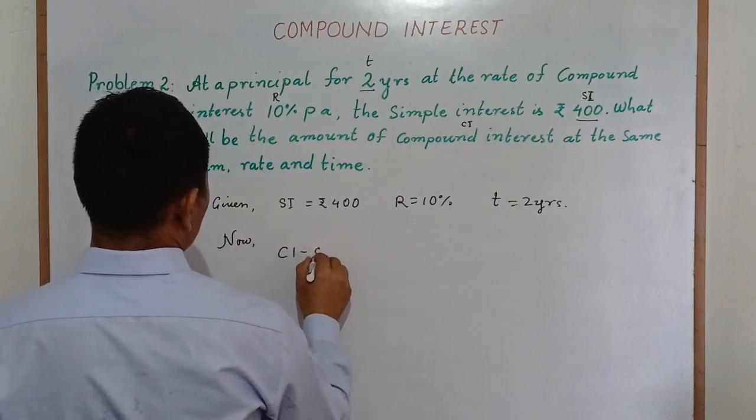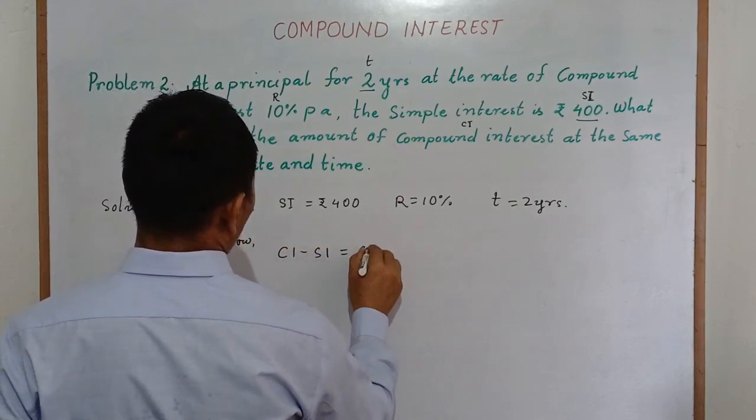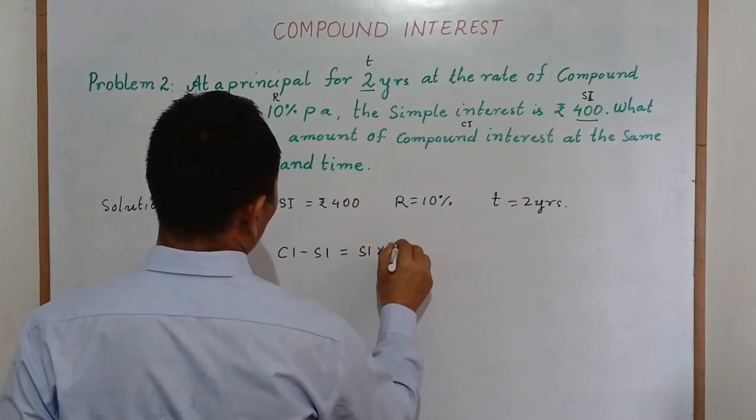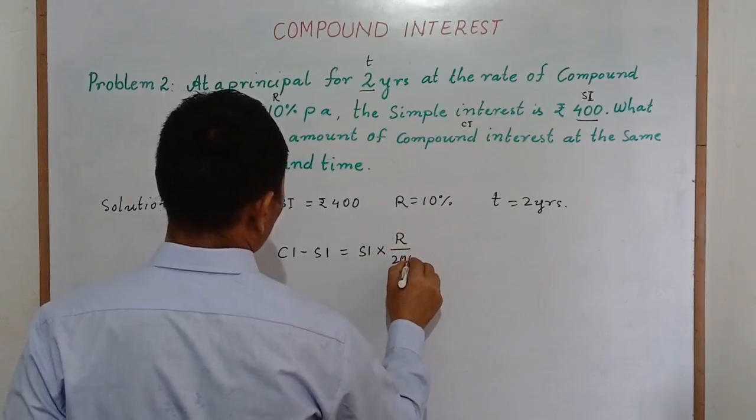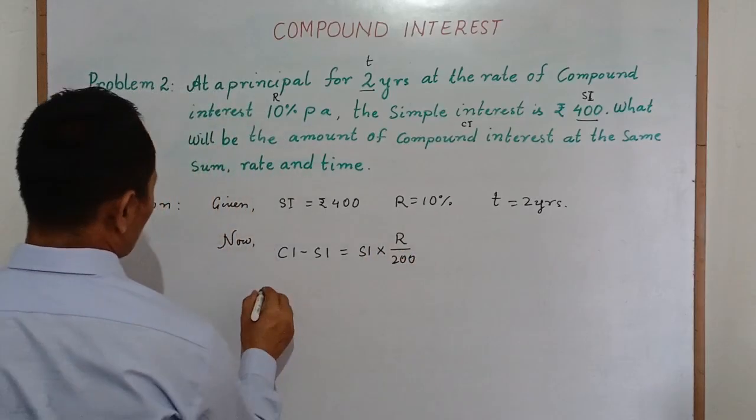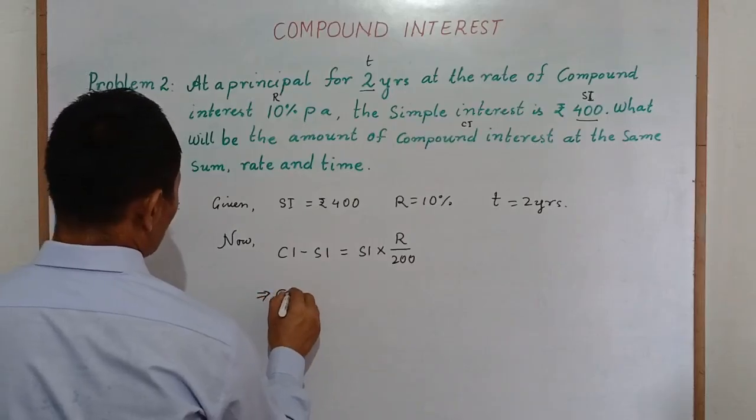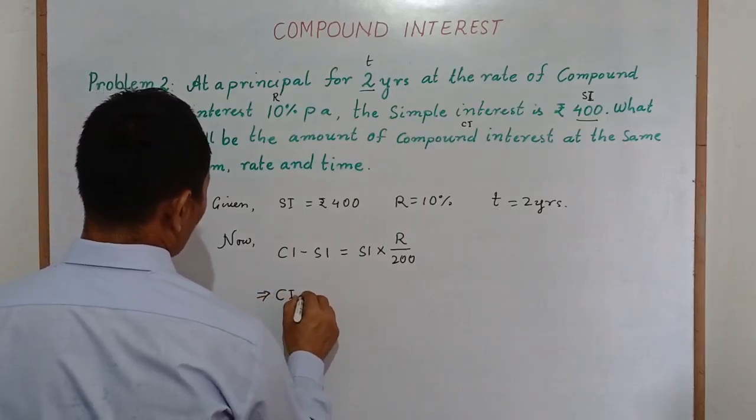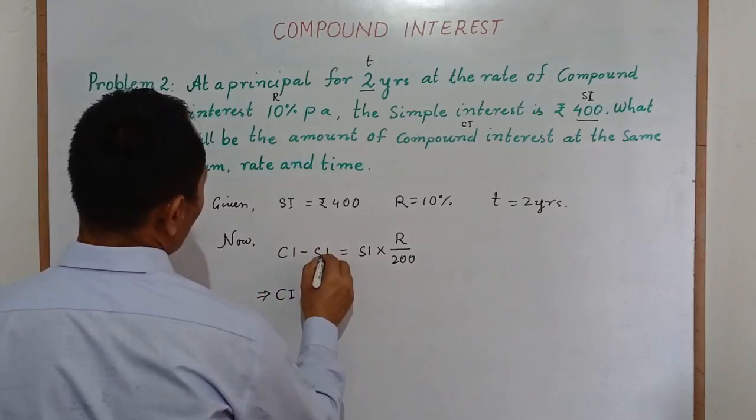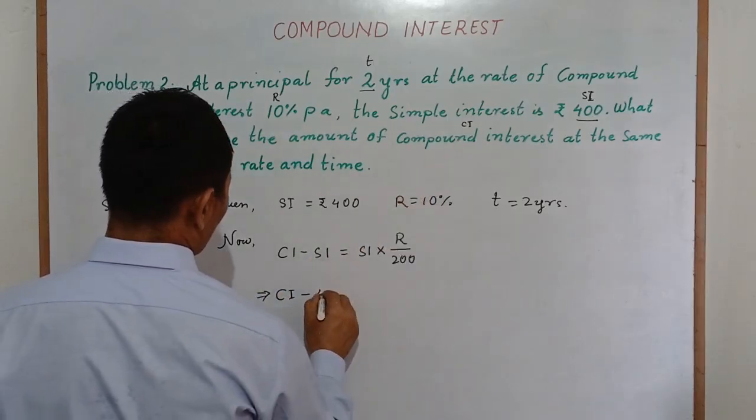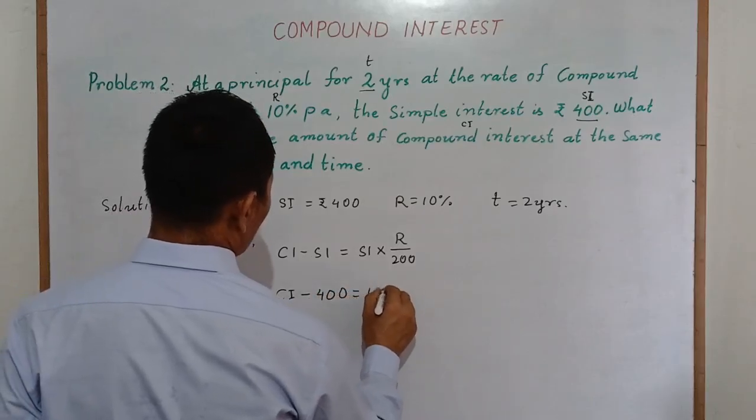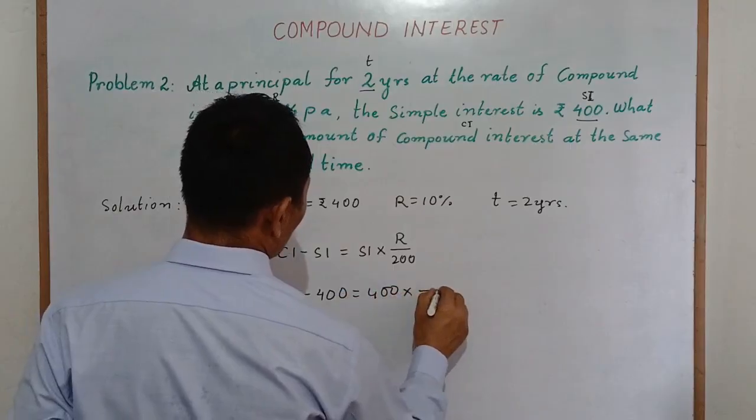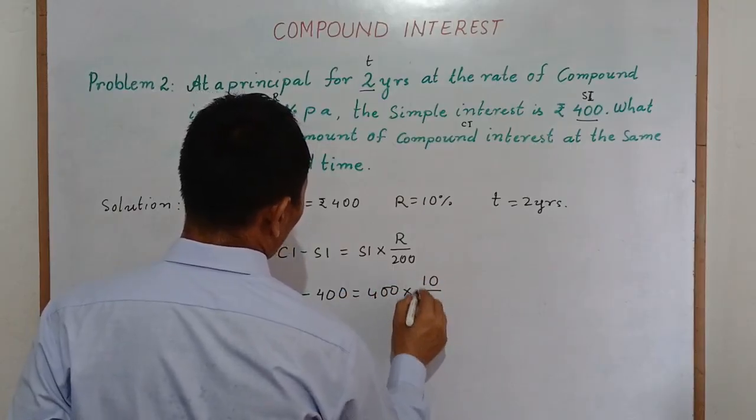CI minus SI is equal to SI into R by 200. CI minus SI, where SI is 400 only. 400 is equal to 400 into R, which is 10, by 200.